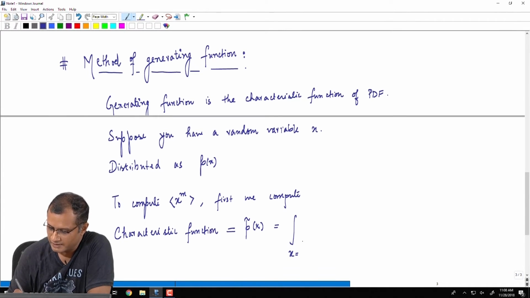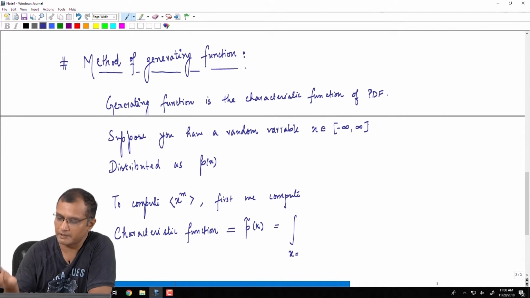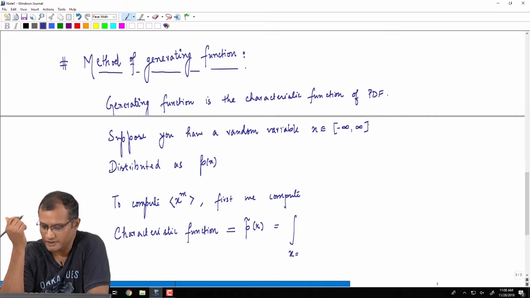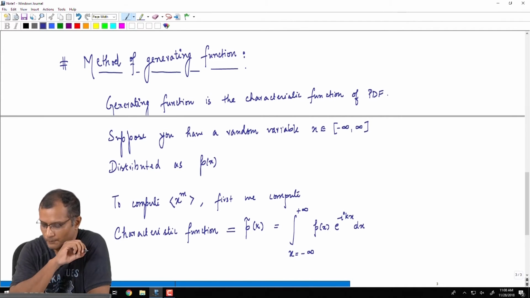So, you can take the Fourier transform as the following. Let us say our random variable x is distributed between minus infinity to plus infinity. Okay, so that is the range of my random variable, and I am going to take a Fourier transform of this random variable. So, this would be e to the power minus ikx dx.